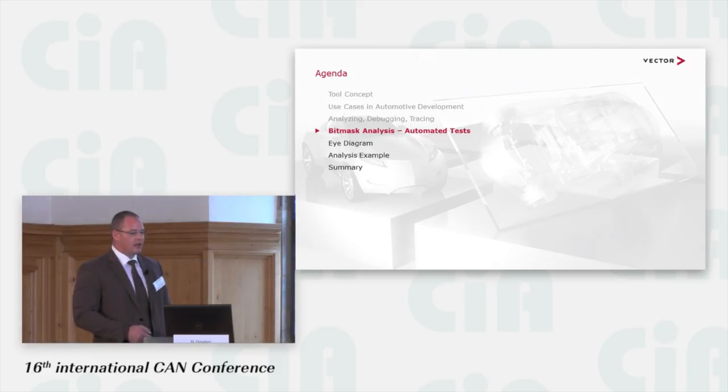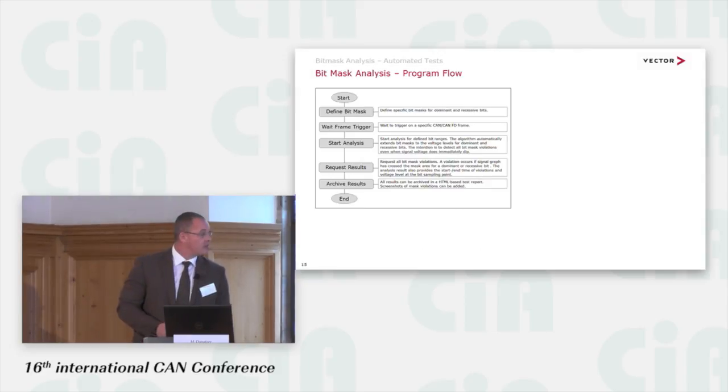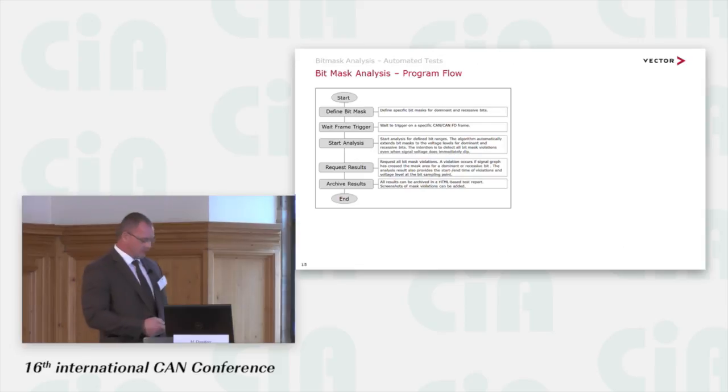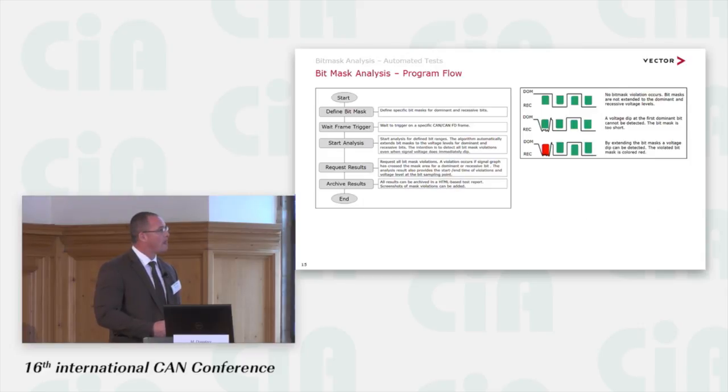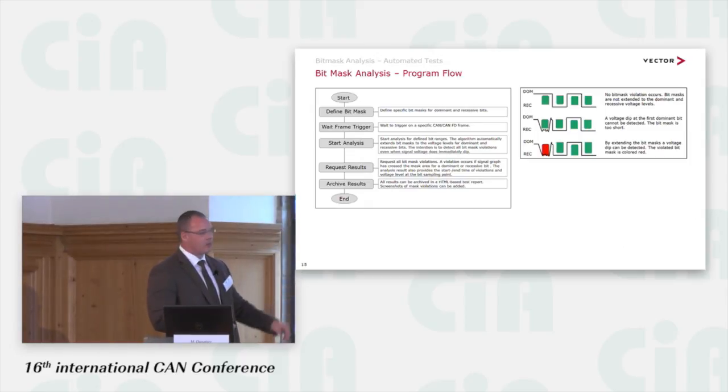Let's explain the bit mask analysis in detail and give an example for an automated test scenario. Here you see the program flow. First of all, in the first step, you have to define a bit mask. I will show. Here you see the green case. The first case is: everything is all right. We have defined a bit mask for each bit, for dominant bits and recessive bits.